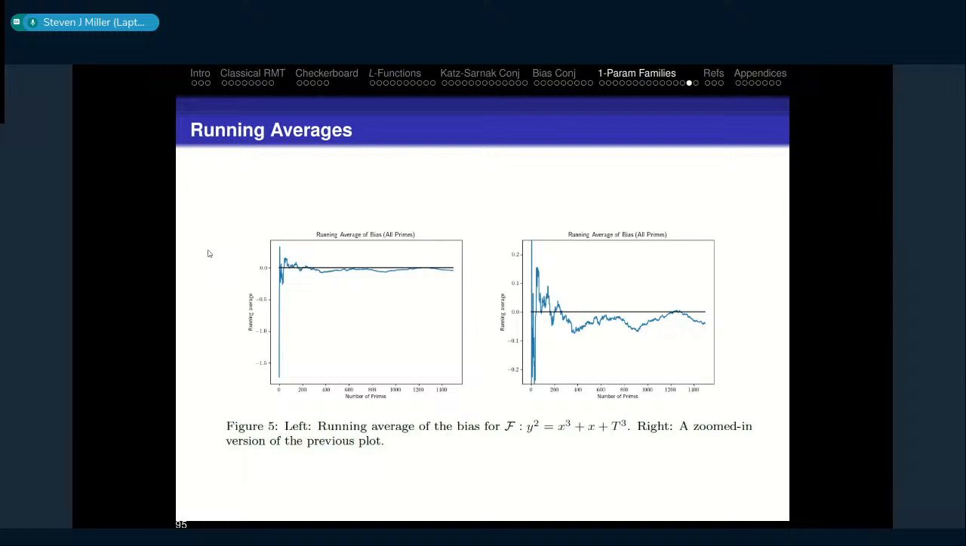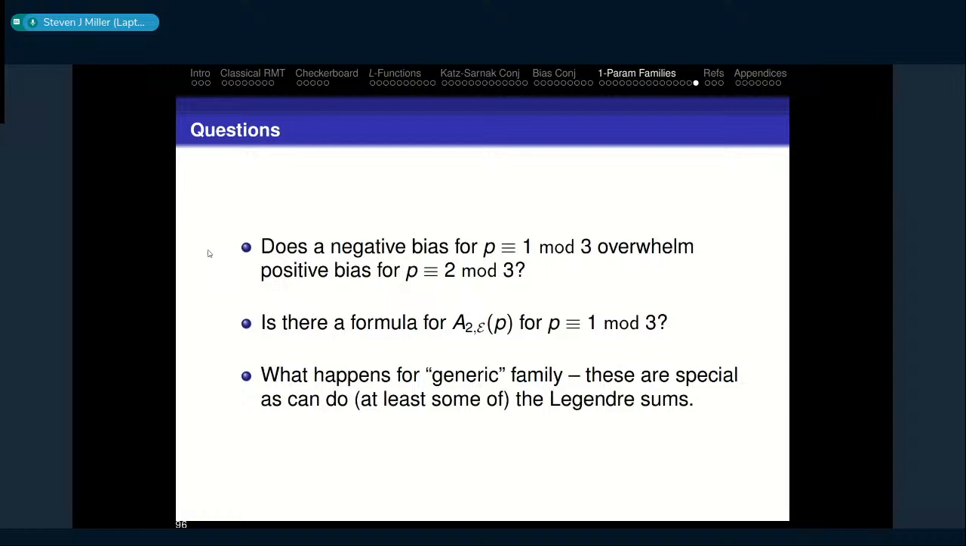So this is definitely an interesting family. Something is going on here. We do not have proofs, but we have, you know, that this might be worth looking at. And so, is there a way to determine a formula for the primes that are 1 mod 3?